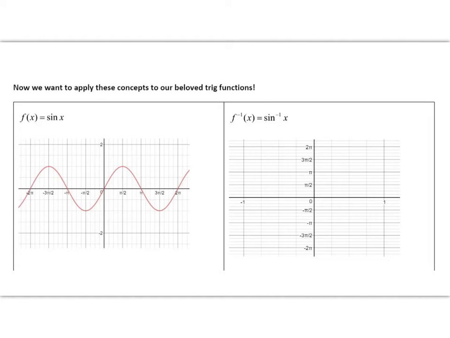So there are several sections of the graph that these mathematicians could have taken in order to do that. Before I talk about what they chose, I just want to show you what the graph of the inverse would look like without the restrictions.